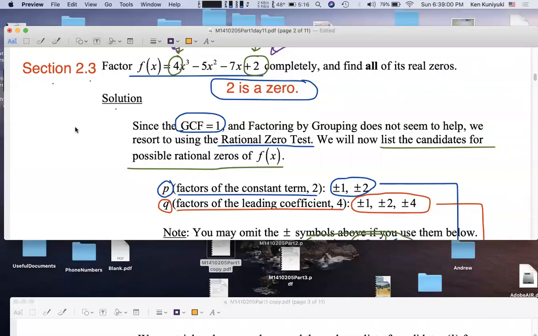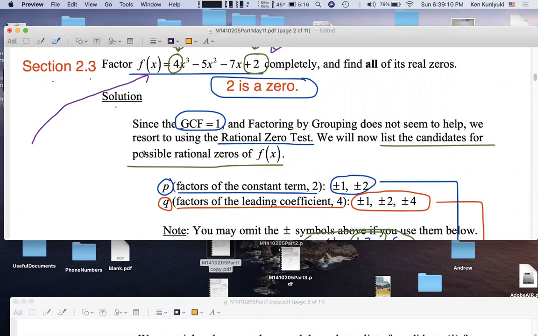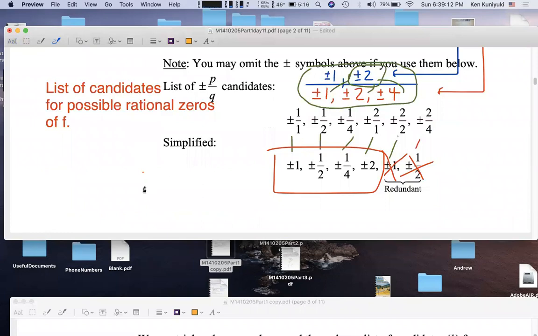Hi, everyone. Remember, in our example, we're trying to find all the real zeros for this polynomial function here. Now, from the rational zero test, or rational roots theorem, we found this list of candidates for possible rational zeros, and we're hoping that at least one of them will work. So how can we try these out?